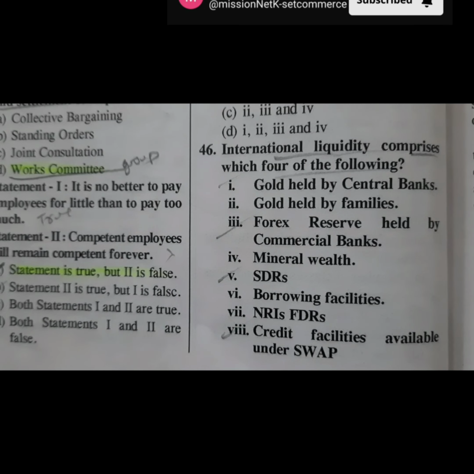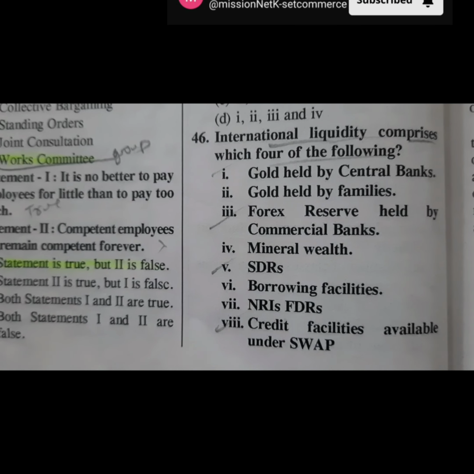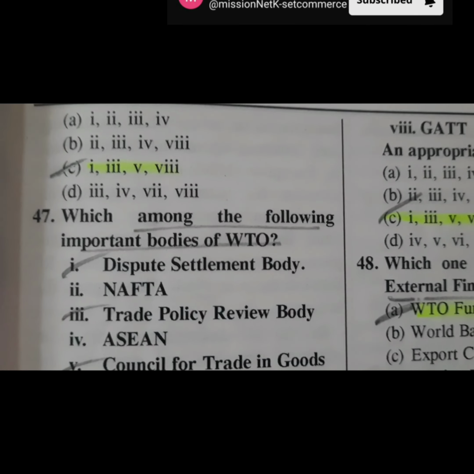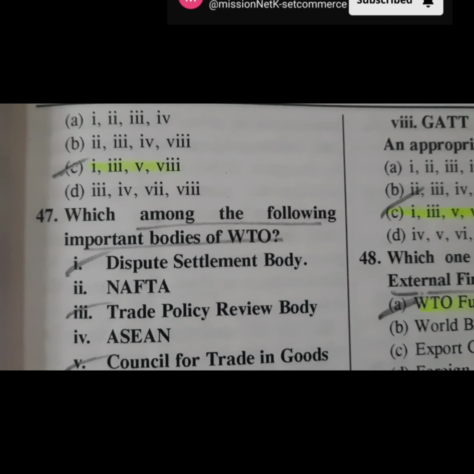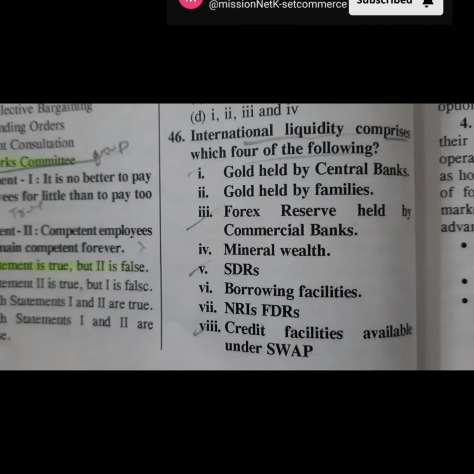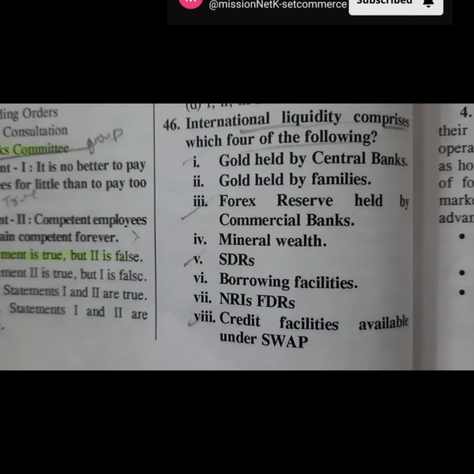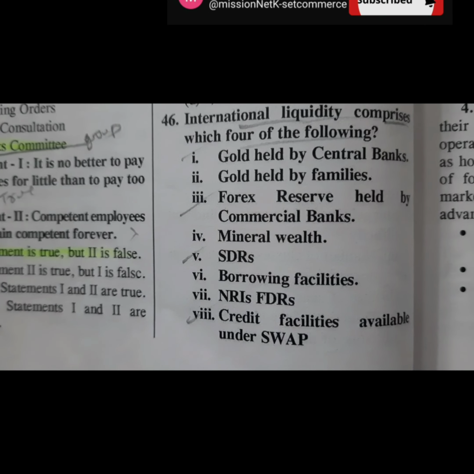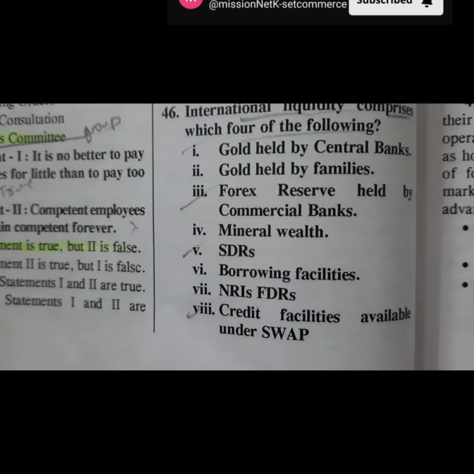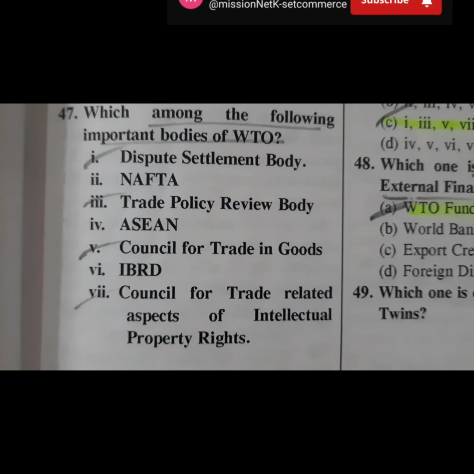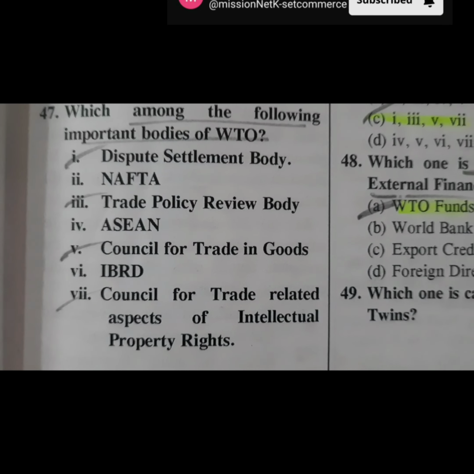Then the next question is, international liquidity comprises which 4 of the following? Here various options are given below and various codes are given below. We have to choose the right answer from this. The right answer is option C. International liquidity comprises gold held by central banks, forex reserve held by commercial banks, special drawing rights, and credit facilities available under swap.